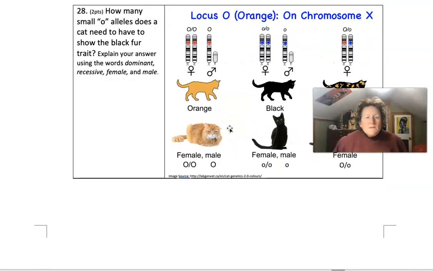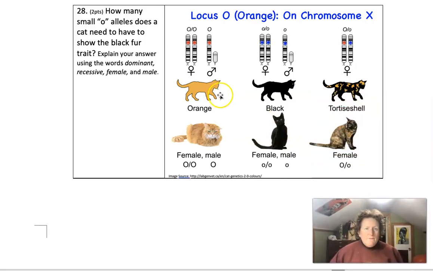How many small o alleles does a cat need to have black to show the black fur trait? So if you're a black cat, you either have little o if you're a female and no genes for striping, or if you're a male, you have just o because you only have one X chromosome.